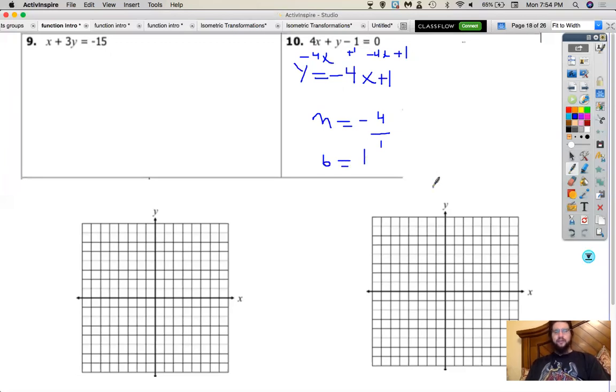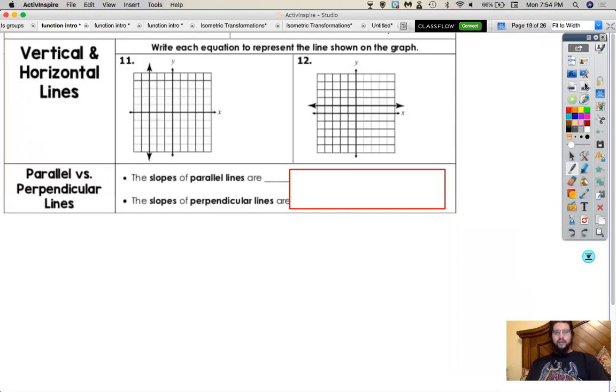Again, these should be extraordinarily familiar to you. I'm not going to hammer this too much. If you need more practice, let me know. But let's look at horizontal lines and vertical lines.